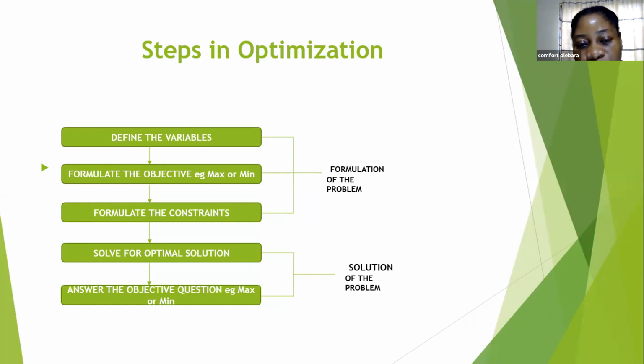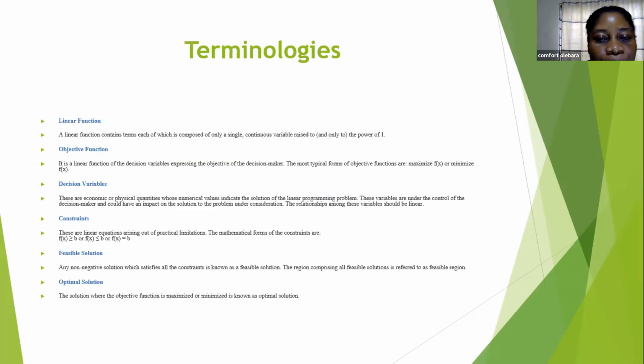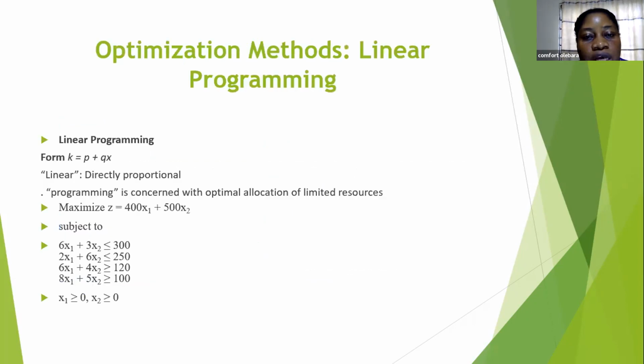So the next step will be the formulation of the objective function, where we intend to maximize or minimize depending on certain constraints. That's where we have to formulate the relationship between the limiting factors. Now, the next step will solve for optimization and then answer the objective question. So we have basic terminologies that must be used here: the linear function, the objective function, decision variables. All these have been described here, the feasible solution and the optimal solution also. So I'll be using some of these terminologies as I move on.